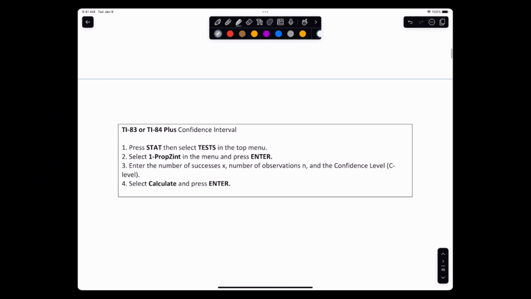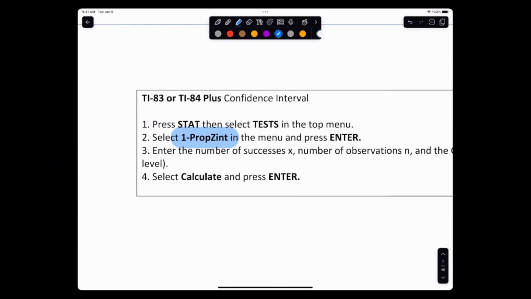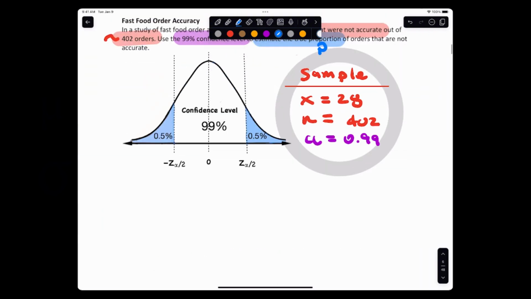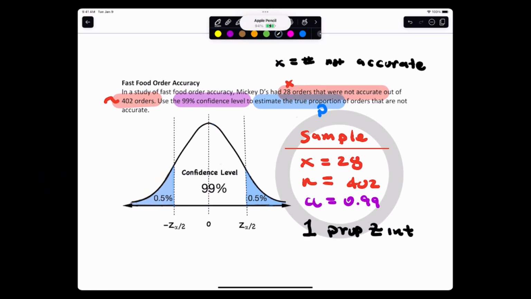You say, Mr. Judge, what are we doing today? One proportion Z interval. Today, there's one proportion Z distribution. It's an interval we're finding. So one proportion Z interval, if I were you, I'd write that down. One proportion Z interval. Okay, you guys, here we go.